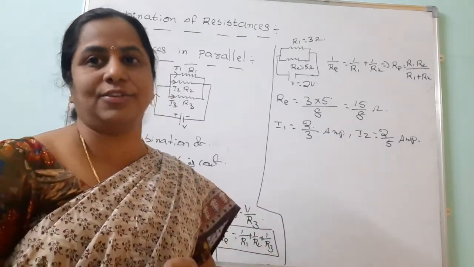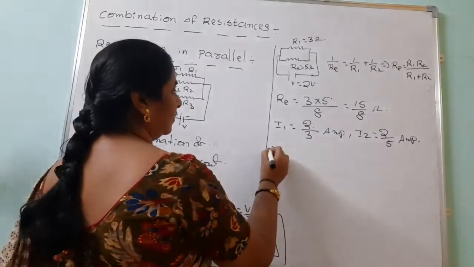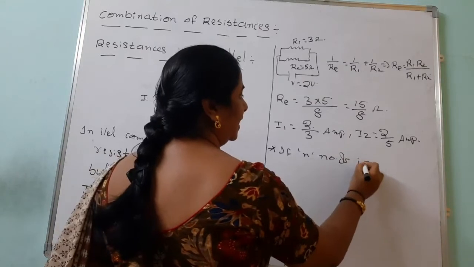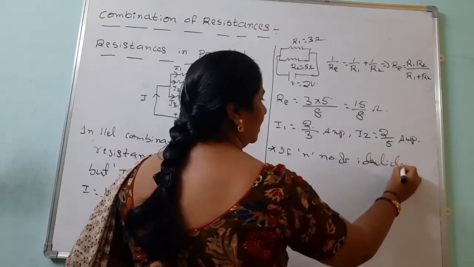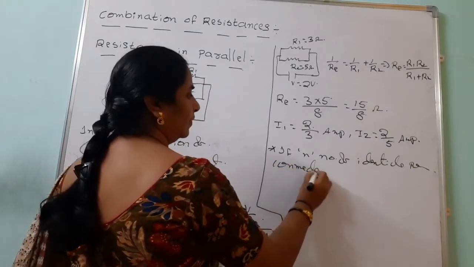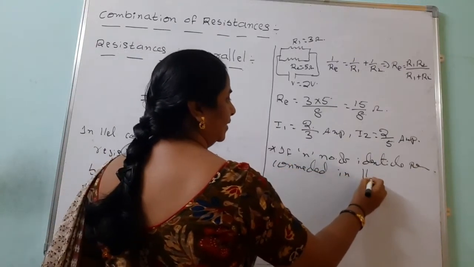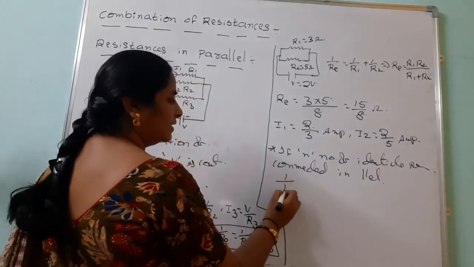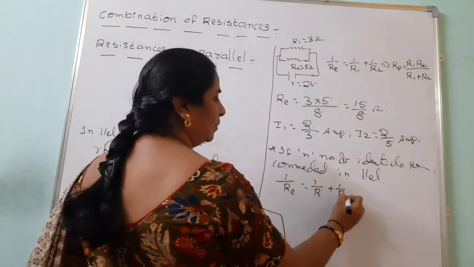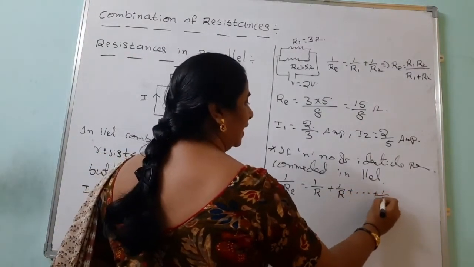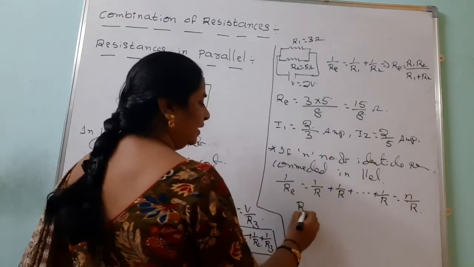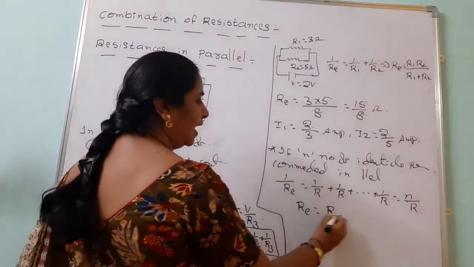Here potential is constant. And one more thing, if n number of identical resistors are connected in parallel, at that time, what is the effective resistance? We can take 1 by Re equals 1 by R plus 1 by R plus and so on, 1 by R, repeating n times. This is n by R. Here effective resistance equals R by n.